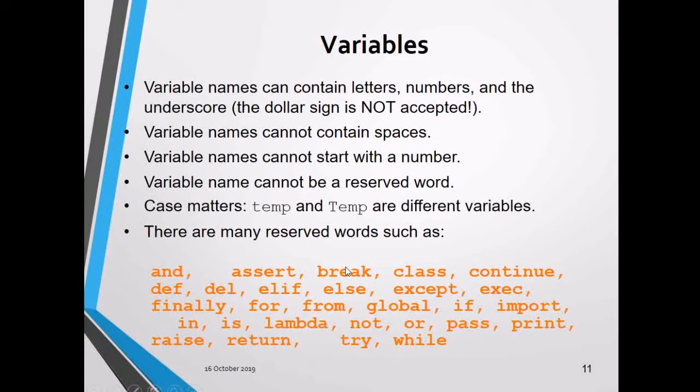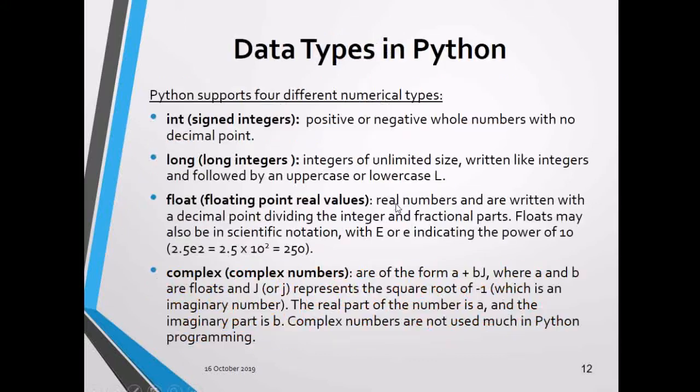Now they taught us that a variable has rules: it can't contain a space. It can't start with a number. It can't be a reserved word, which is and, assert, break, class, continue, def, del, elif, which is else, else, except. It can contain letters, numbers and the underscore, but we can't use a dollar sign in a name.